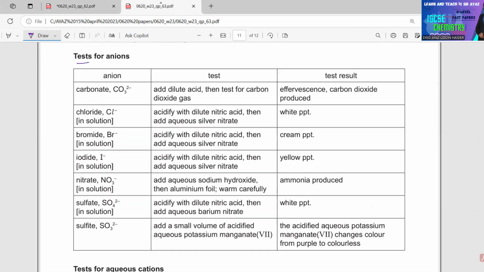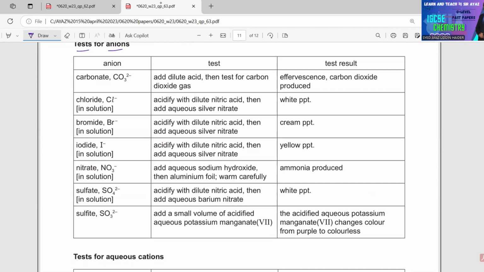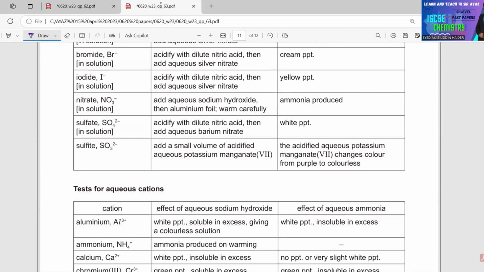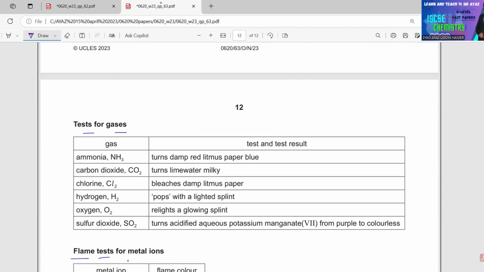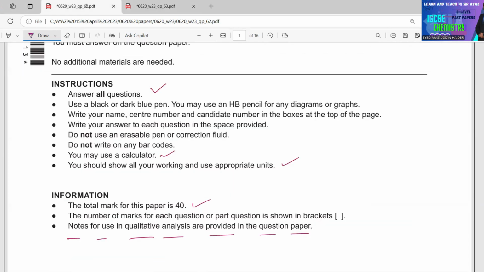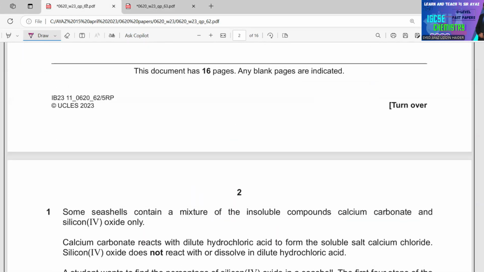It's a test for anions, test for aqueous cations, test for gases, and flame test for metal ions. So let's start the paper. Here's question number 1.